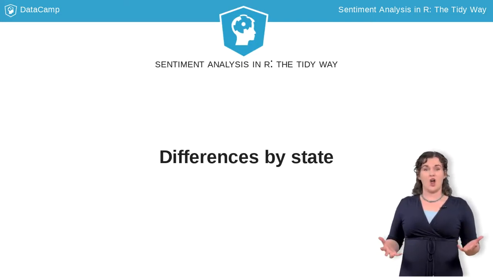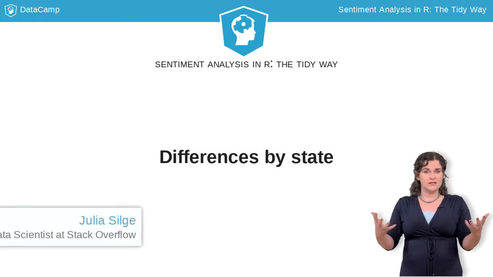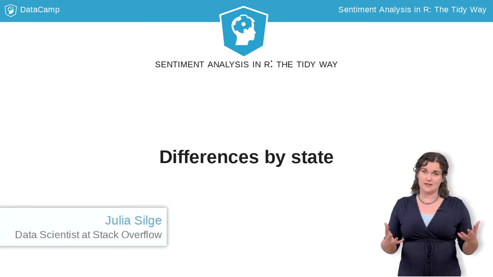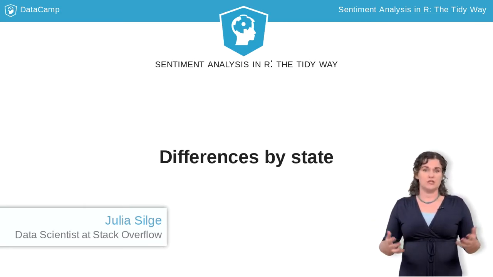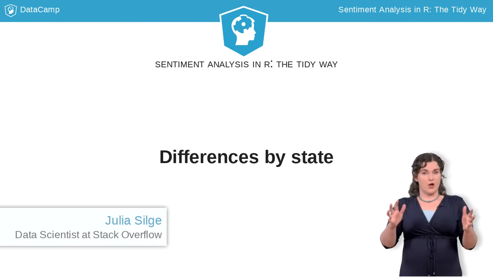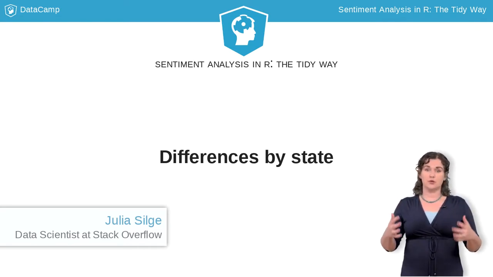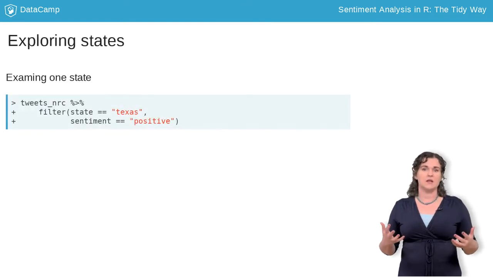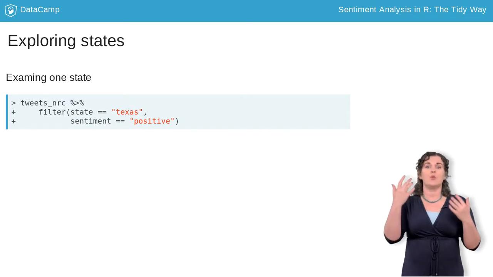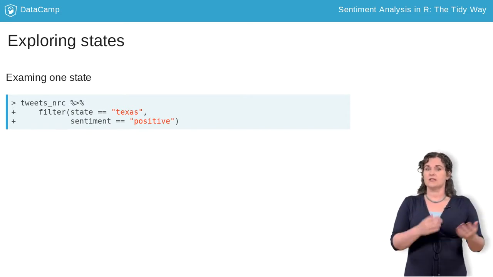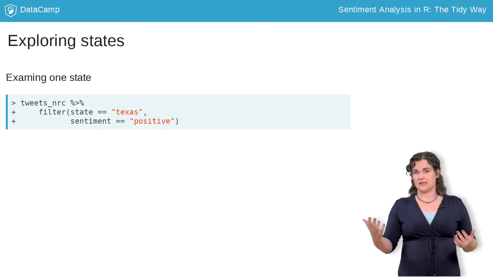You've learned a lot already about words with emotional content that are used in tweets in the United States. We can take this a step further by exploring differences in sentiment and word use by state. First of all, you can take the data frame that you produced earlier when you implemented sentiment analysis and filter for just one state and say one sentiment. This can let you look at, for example, the words that one state uses that contribute to that one sentiment.